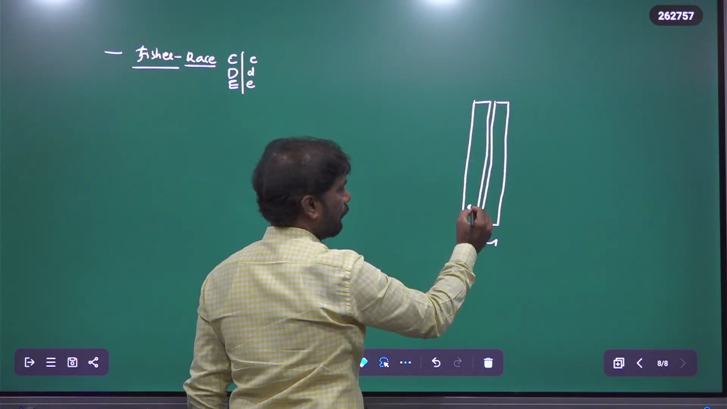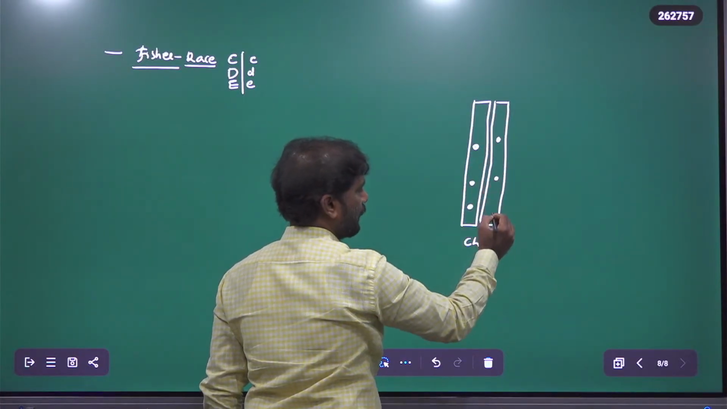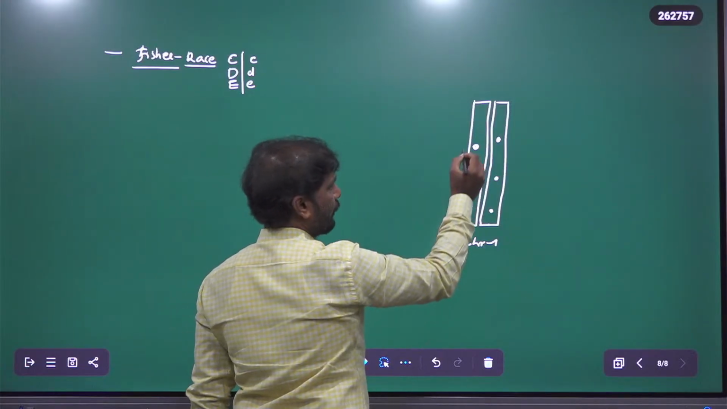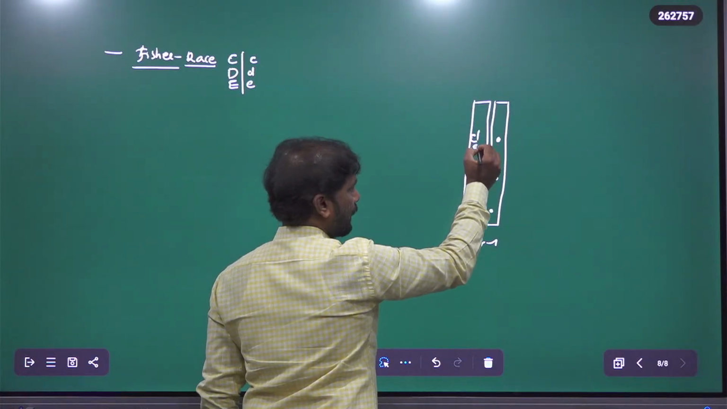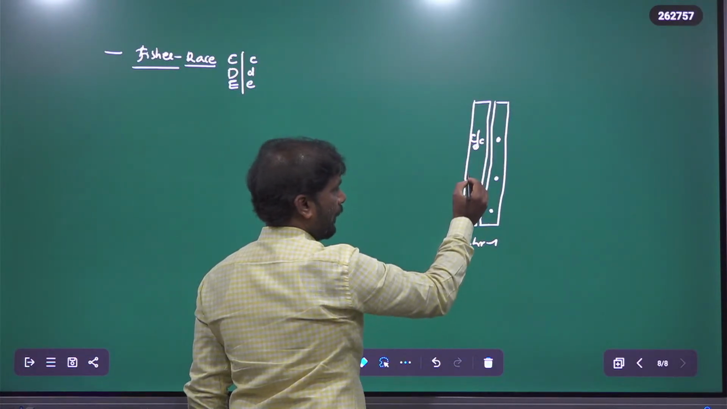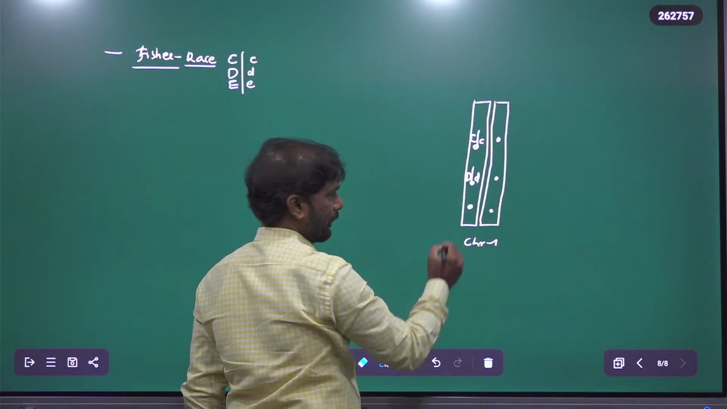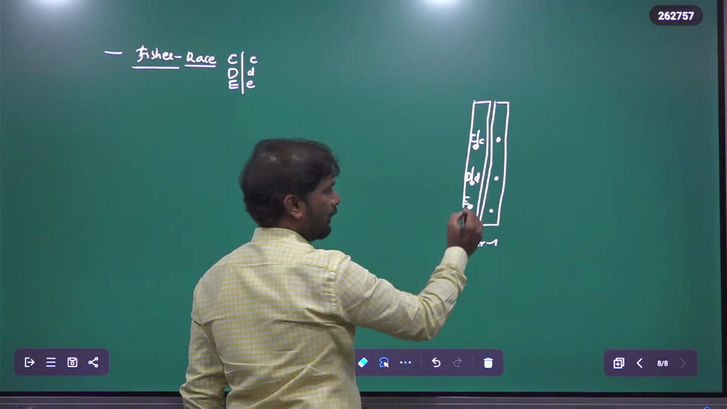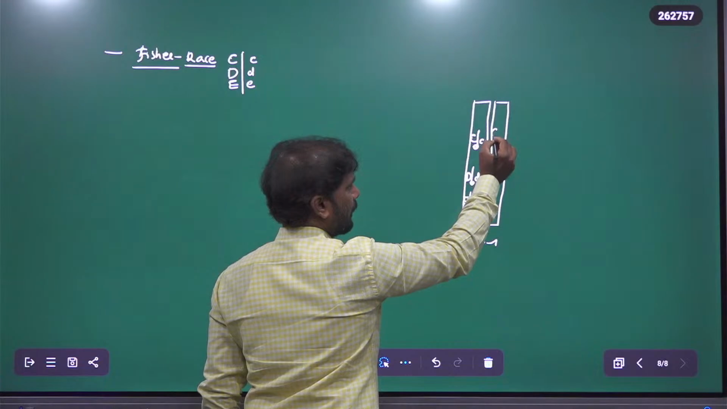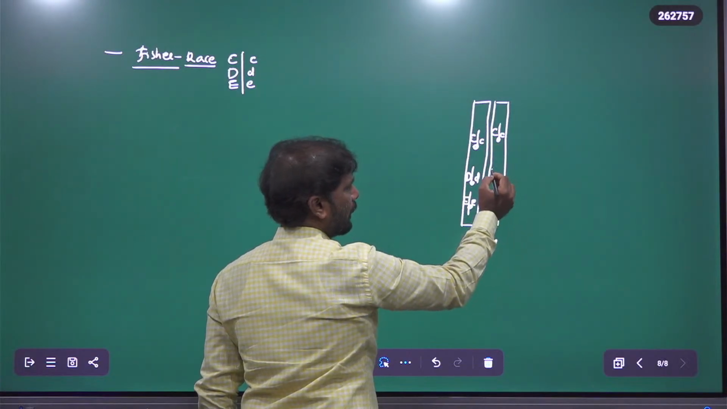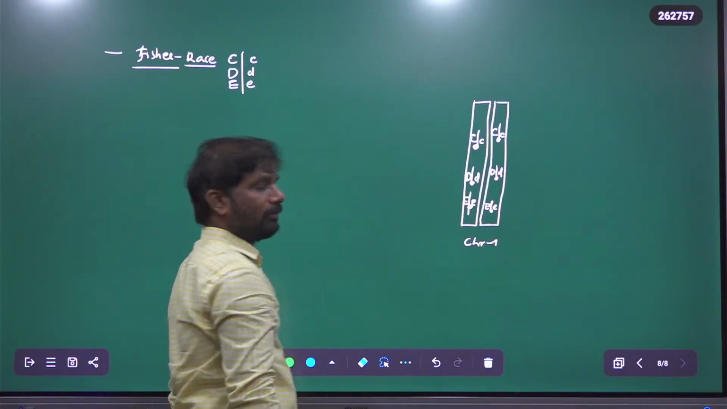So chromosome 1, how are the locations? There are 3 locations present. In these 3 locations, there is a capital C or a small c present. Capital D is present or small d is present. Capital E is present or small e is present. The same thing takes place: capital C or small c, capital D or small d, and capital E or small e.